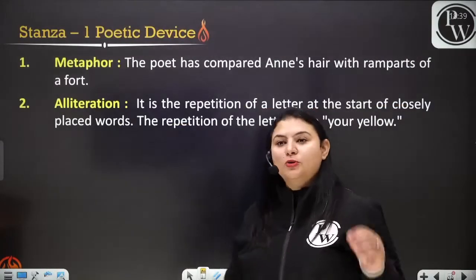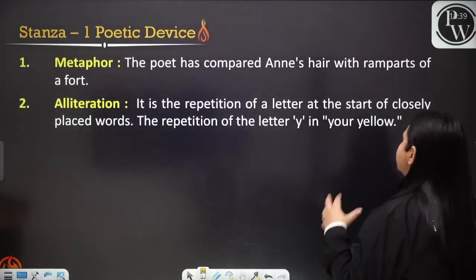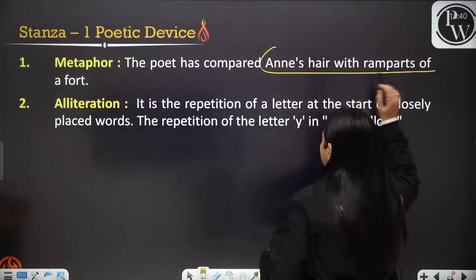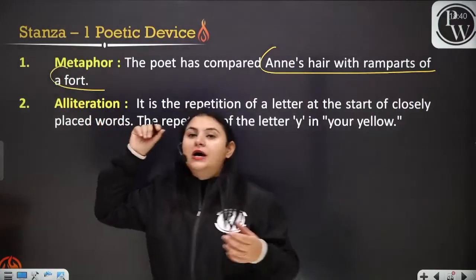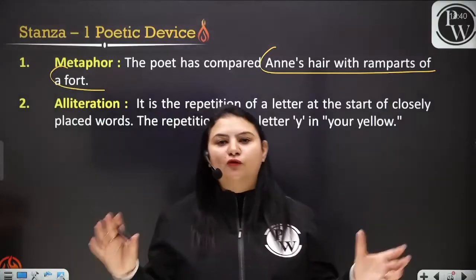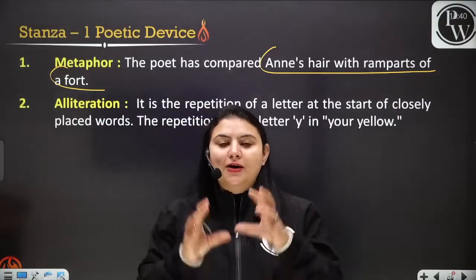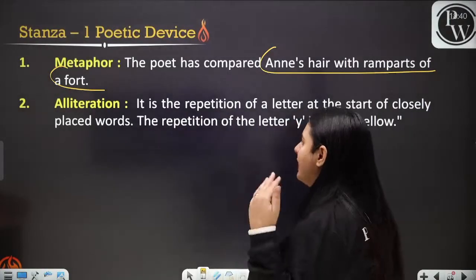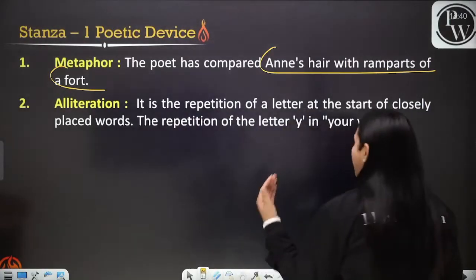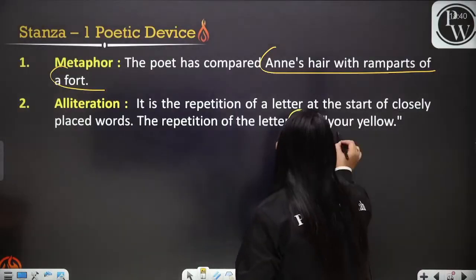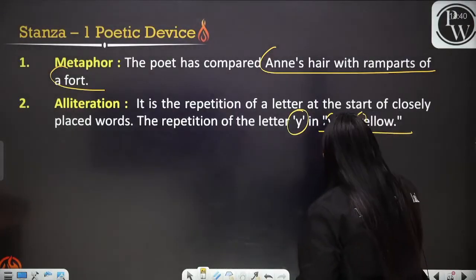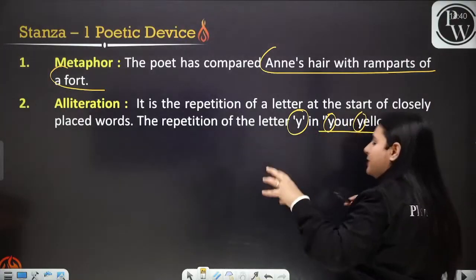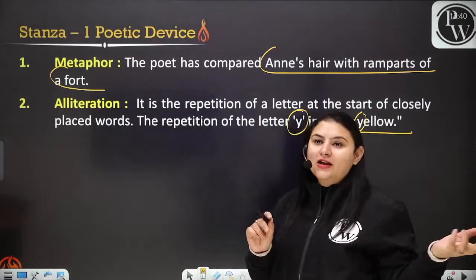So let's talk about the poetic devices. The metaphor: the poet has compared Anne's hair with the ramparts of a fort. Ramparts means the protective layer around the fort, the huge walls which are there to protect the fort. Similarly, the hair protects her ears. Alliteration is the repetition of a consonant sound at the start of closely placed words. So Y and Y is being repeated in your yellow. So it's an alliteration.